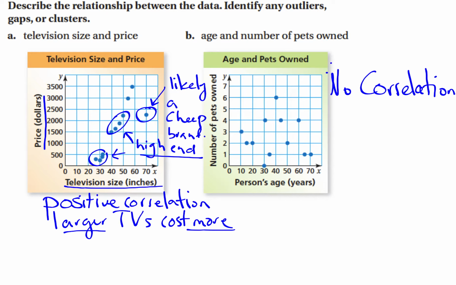If I look at the age, the ages go 10, 15, 20, a couple of 30, well that might be a 31 there, 35, 40, we've got a couple, well there's really no clustering on age either. It's kind of all over the place. Gaps, not really any gaps either, unless you consider the fact that no one has 5 pets.